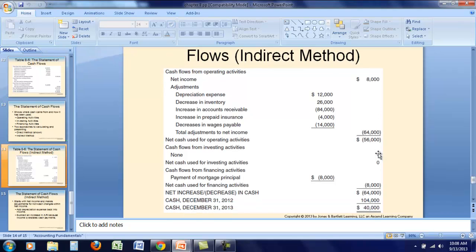On January 1, 2013, I had $104,000 of cash. On December 31st of 2013, I had 40,000. That's really what this summarizes: where did my cash go, and what did I use it for? A lot of investors and people who lend to companies look at this statement. As I said, it starts with net income, and there are non-cash changes to net income, which I will discuss further.